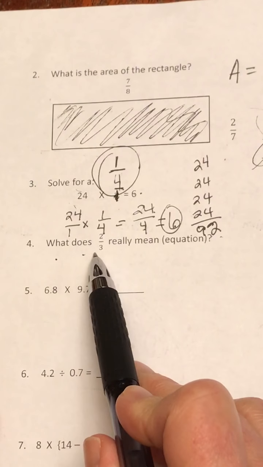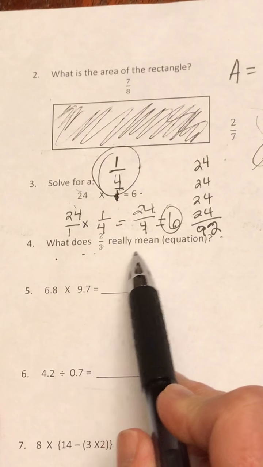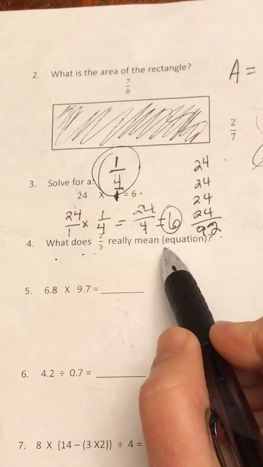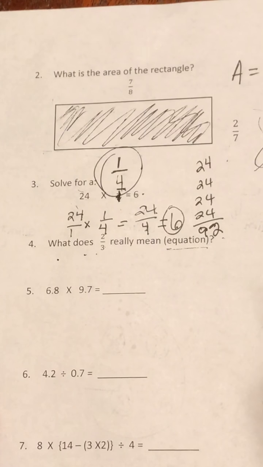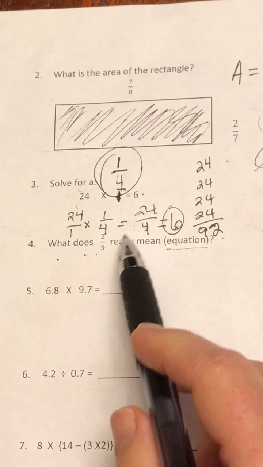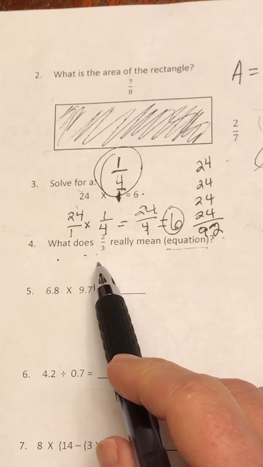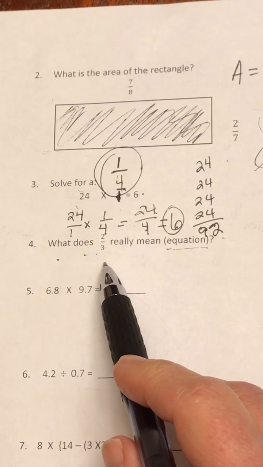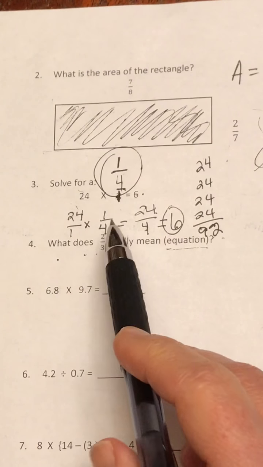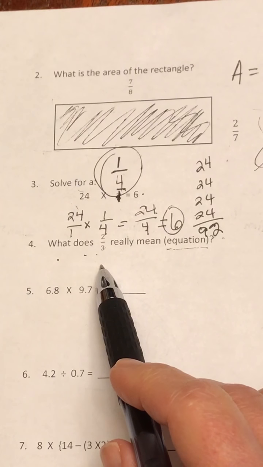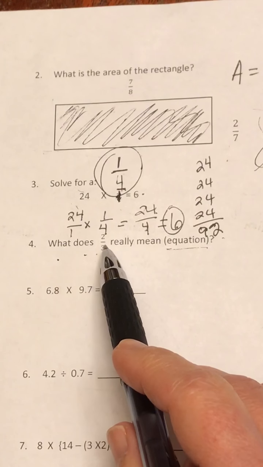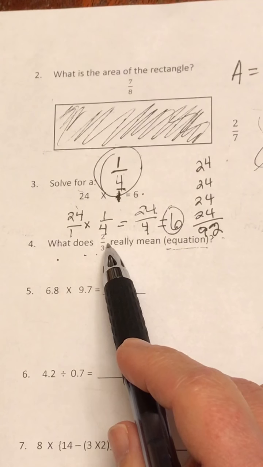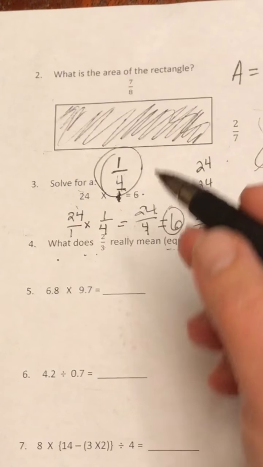All right, what does 2 over 3 really mean? And then in parentheses it says equation. That means it wants you to write the number sentence. So a lot of you put 2 out of 3, which I guess is correct. That was your initial understanding. That was the schema that you brought with you to 5th grade. But this year we've learned that that fraction symbol really means division.